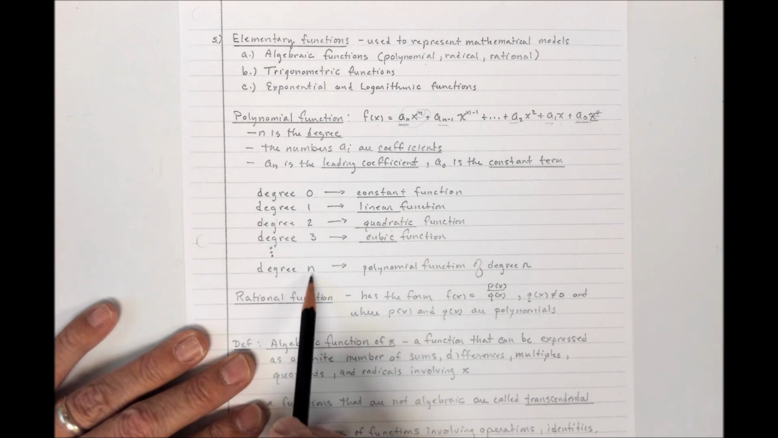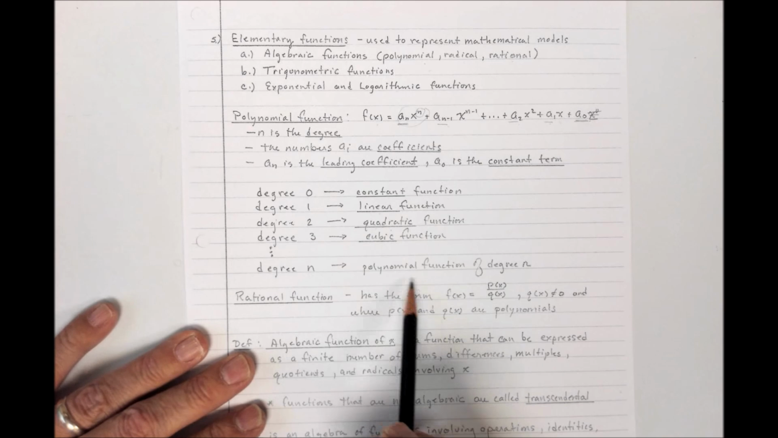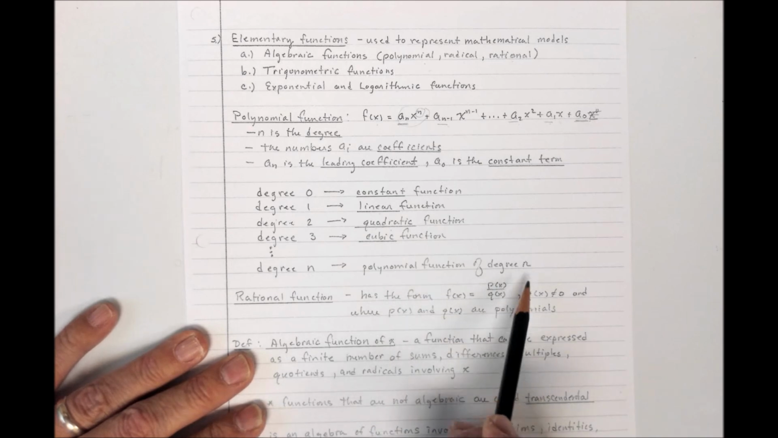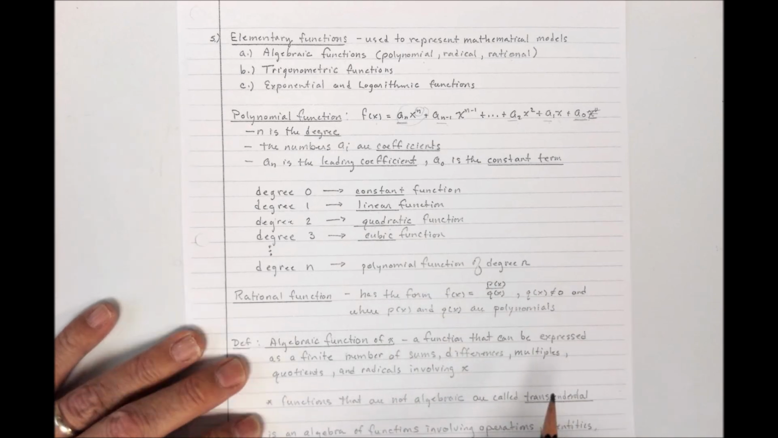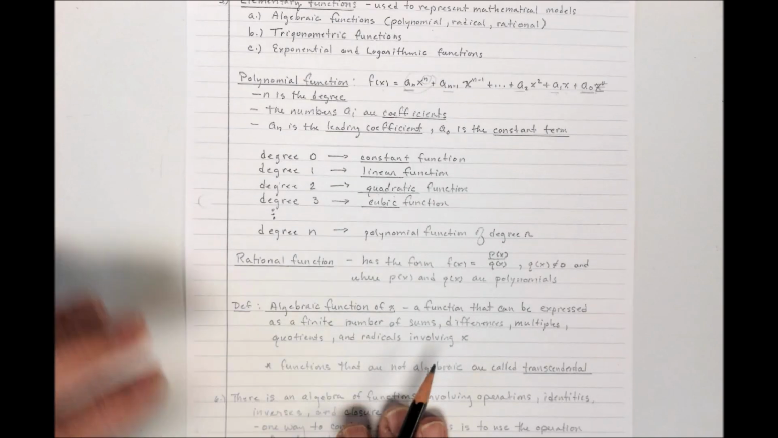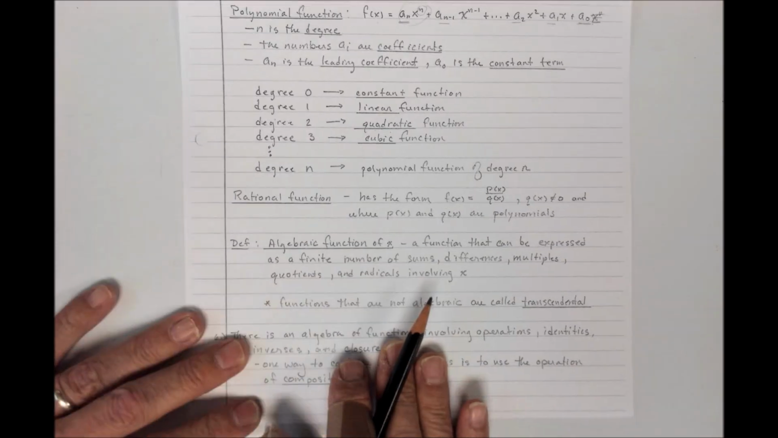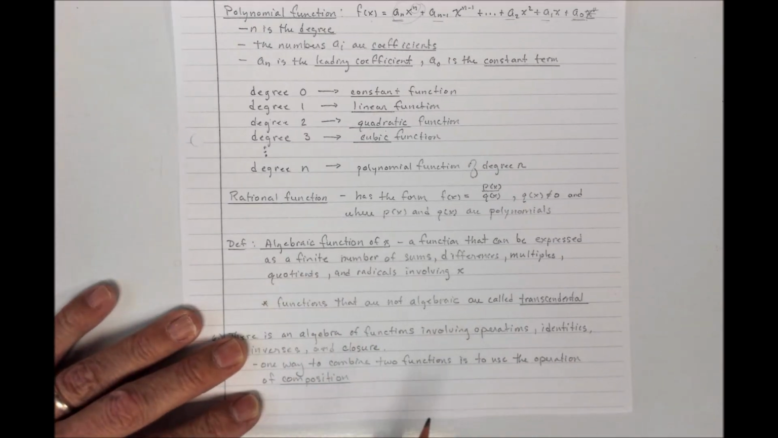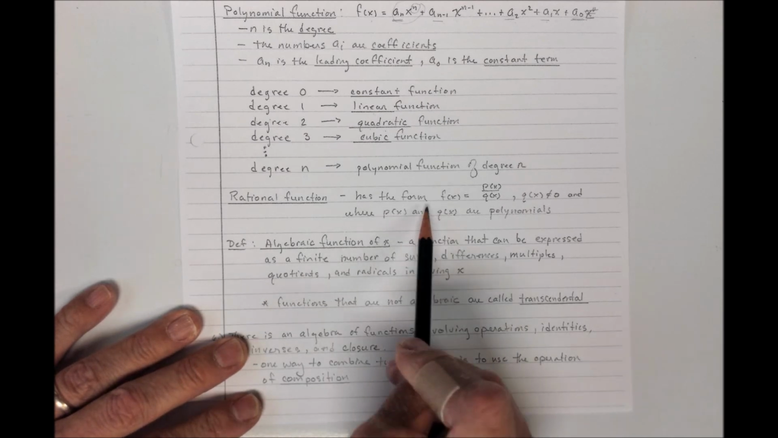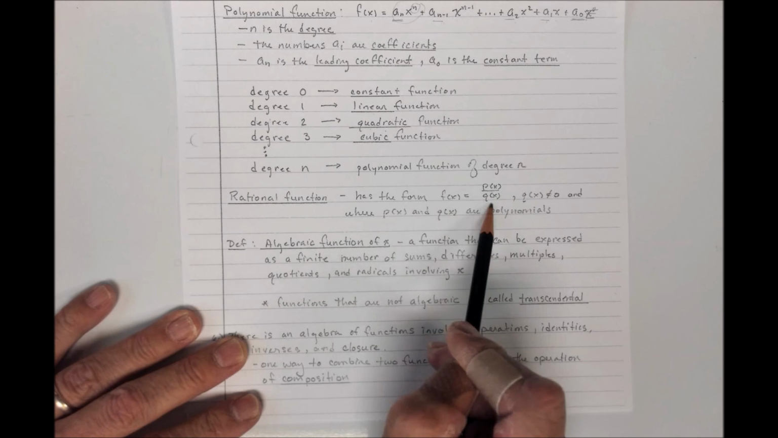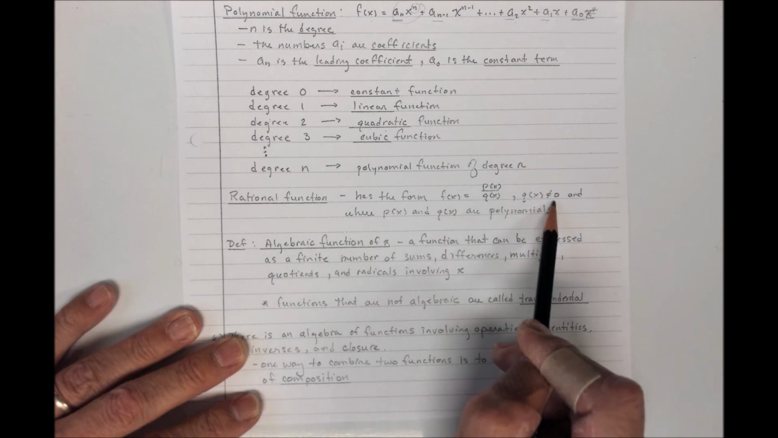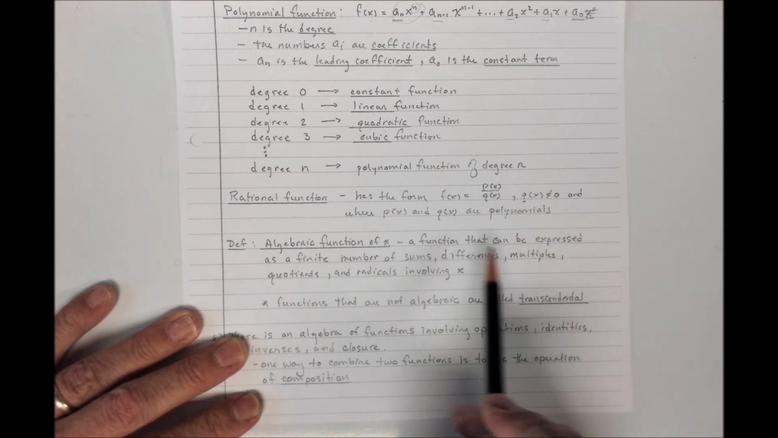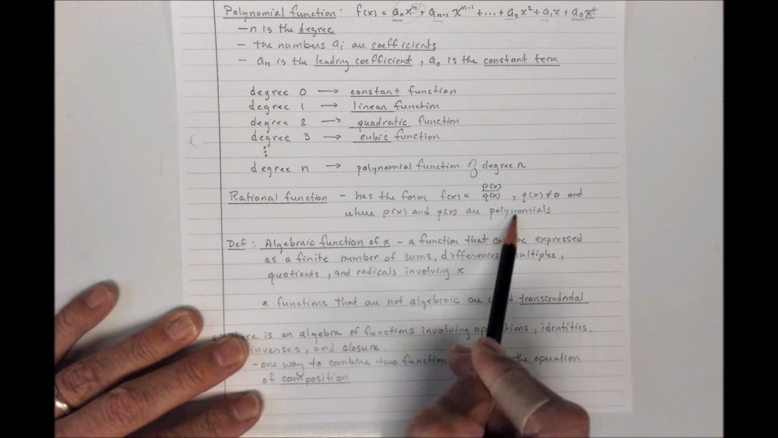And if you go up to an arbitrary degree n, we refer to it as a polynomial function of degree n, or the nth degree polynomial function. The rational functions are the ones that can be written as fractions, just like rational numbers or fractions. Rational functions have the form f of x equals p of x over q of x, where q of x doesn't equal 0, so you can't divide by 0, and both the numerator and the denominator are polynomials.